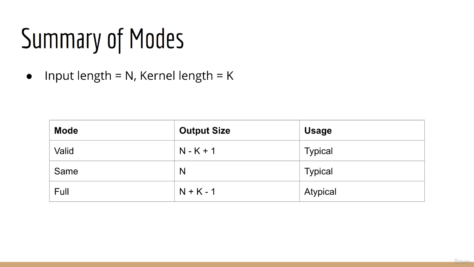In this scenario, we extend the filter out as far as possible so that at least one point on the filter overlaps with one point on the input image. The output size is n plus k minus 1. Normally, in deep learning, we use valid or same convolutions.